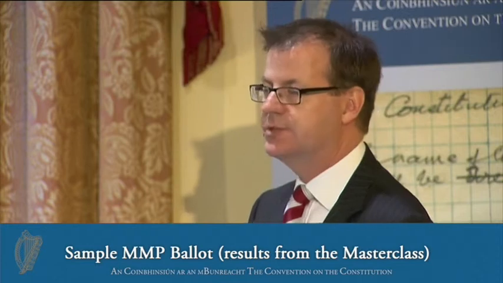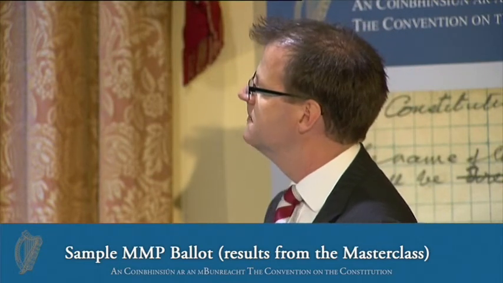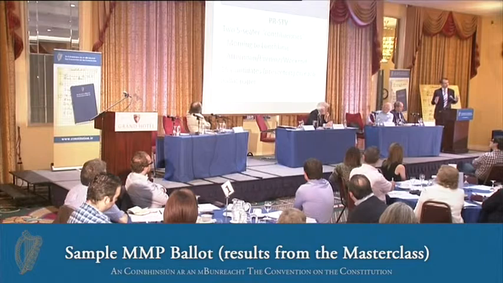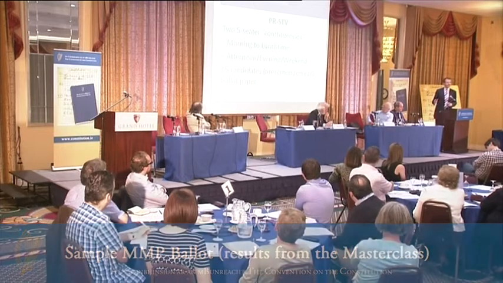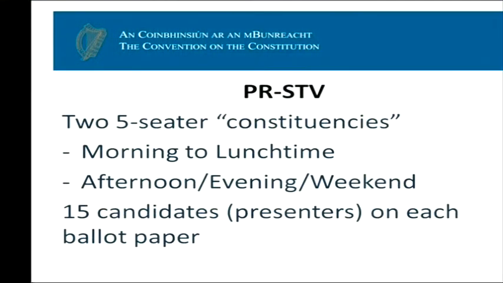So the first election we ran was one that we're very familiar with, I think, to get people comfortable with the model. We ran a PR-STV election. To elect our 10 presenters to represent us in our station, we created 2 5-seater constituencies. Each ballot paper had 15 names on it, and our 40 citizens ranked them 1 to 15 in order of their choice. And we ran that model through as well.